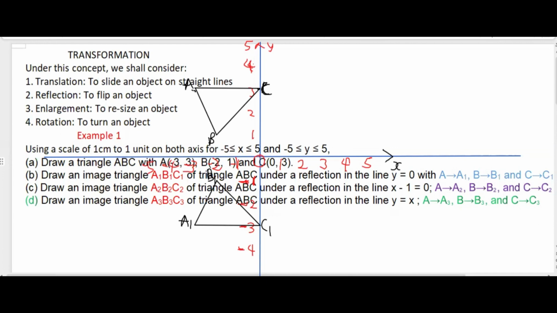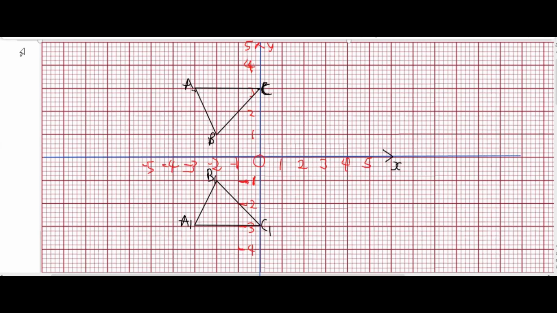So you go back to the graph and ask, where is the line x equals 1? This is it. x equals 2 is here, so x equals 1 is here. You draw it, and you can make it a broken line. So that is the line x equals 1.